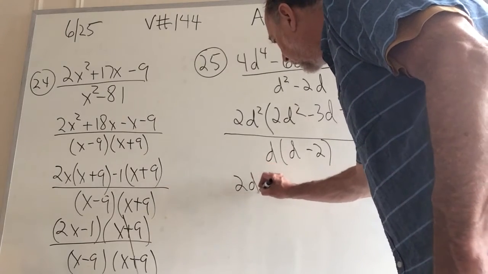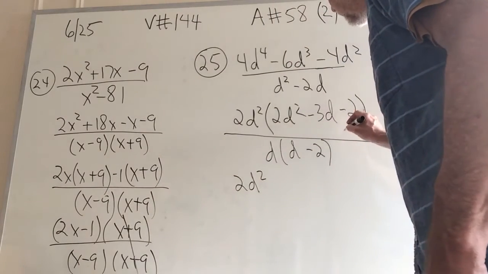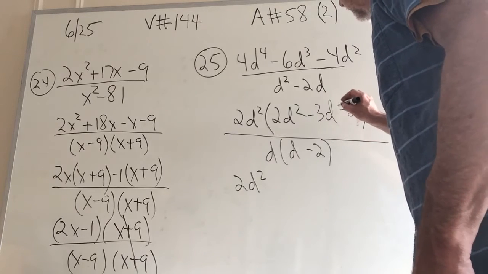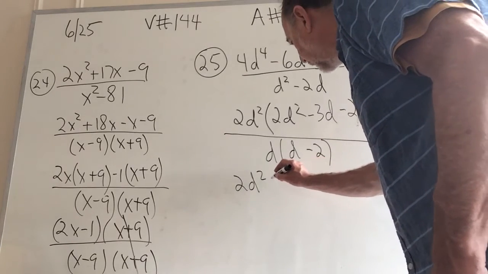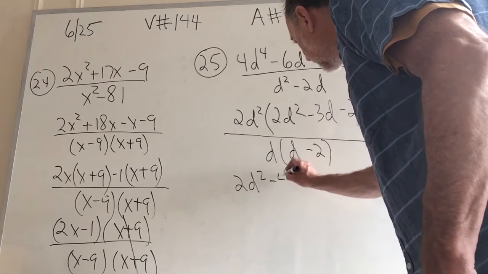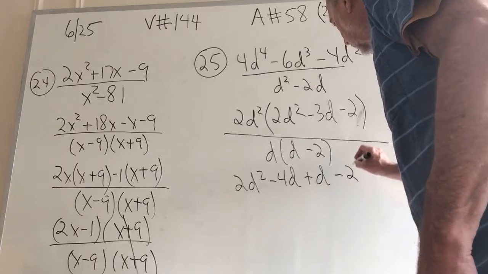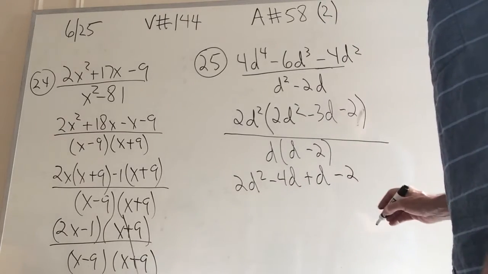When I rewrite this, 2 times negative 4 is negative 4, and negative 4 plus 1 is negative 3. So in any order, I rewrite this. Okay? And there's what I'm looking for, by the way.